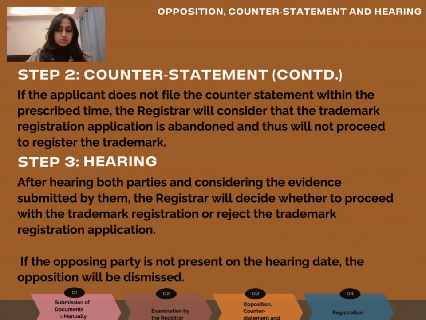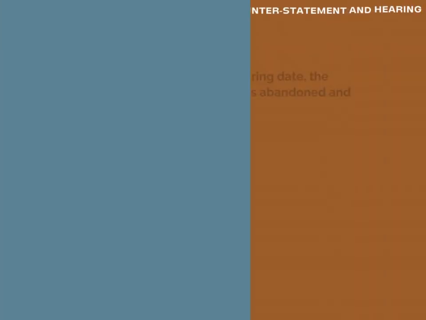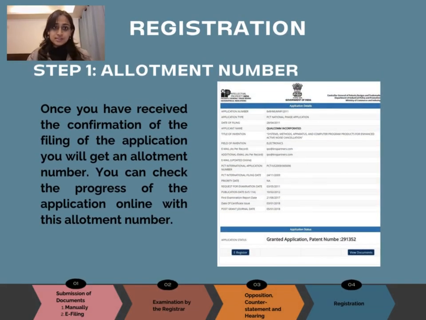If the applicant does not file their counter statement within the prescribed amount of time, the registrar will assume that they are foregoing their will to register their trademark. Subsection 3, hearing. After hearing both parties and considering the evidence placed on record, the registrar will decide whether or not to proceed with the registration of the trademark. But if the opposing party is not present on the hearing date, the opposition will be dismissed. But if the applicant is not present on the hearing date, the registration application will be treated as abandoned and dismissed accordingly.